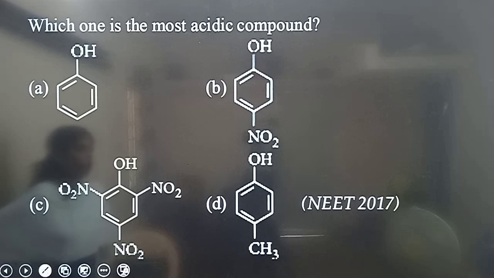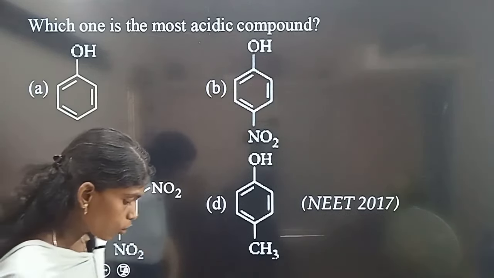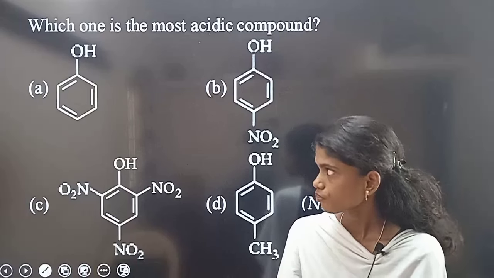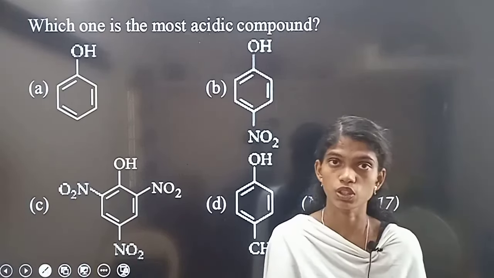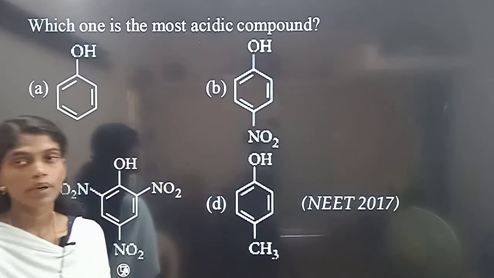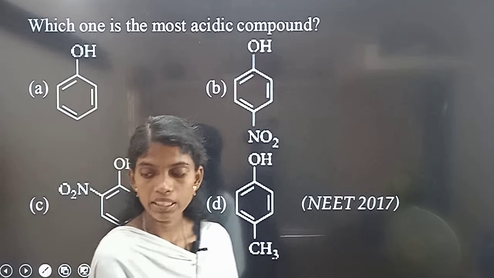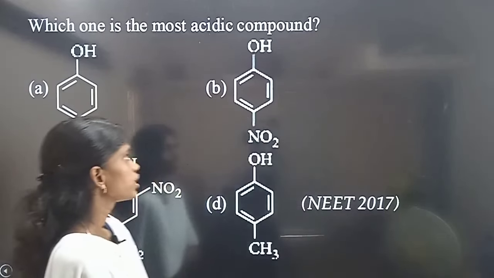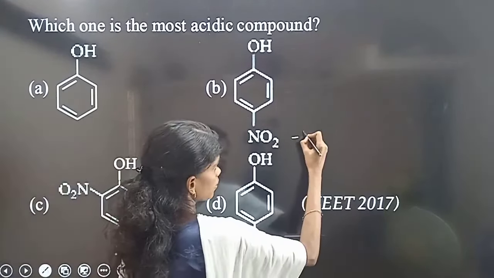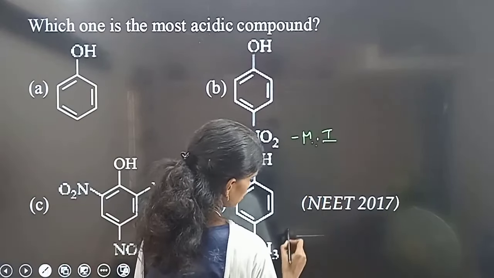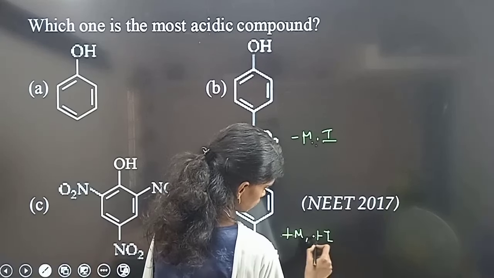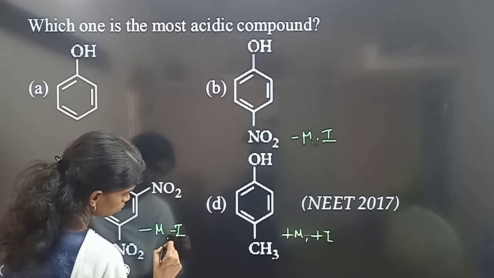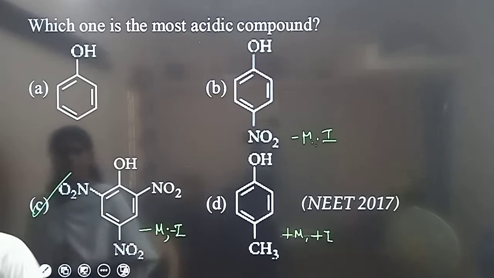Which one is the most acidic compound? The presence of a minus I, minus M group increases the acidity of phenols. Option A is phenol, option B is para nitrophenol, option C is 2,4,6 trinitrophenol, and D is paracresol, or paramethyl phenol. Here there are three minus M, minus I groups. So option C is the right answer.